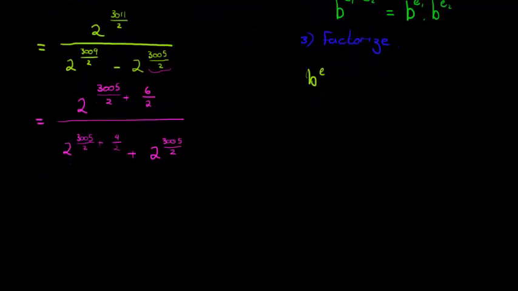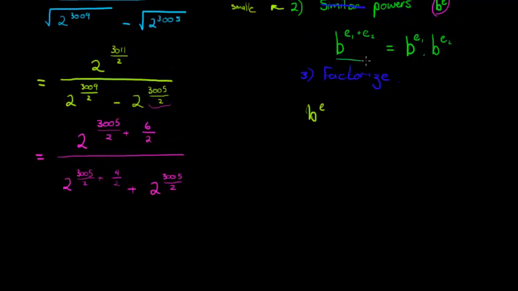Okay, now let's apply this rule that we have right here. Since we're adding the exponents, we may just break it up into two bases. And to do that, I'm going to make this 2 to the power of 3005 over 2, times 2 to the power of 6 over 2. But 6 over 2 is just 3, so just simplify it. Why not?